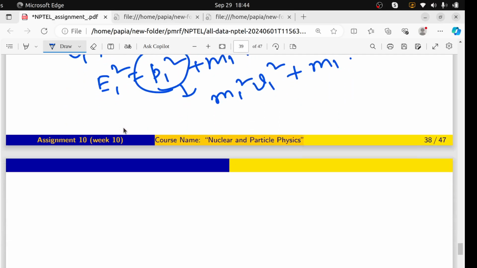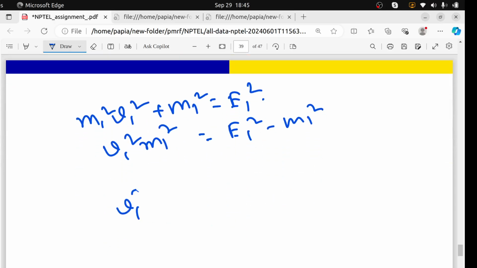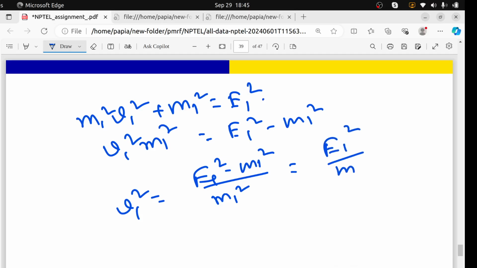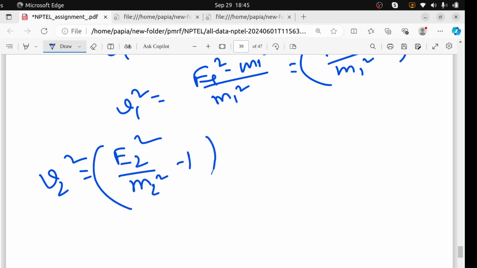I think it's fine. Then M1 square V1 square plus M1 square is equal to E1 square. So M1 square V1 square is E1 square minus M1 square. So V1 square is E1 square minus M1 square by M1 square, so it is E1 square by M1 square minus 1. Similarly, V2 square will be E2 square by M2 square minus 1.